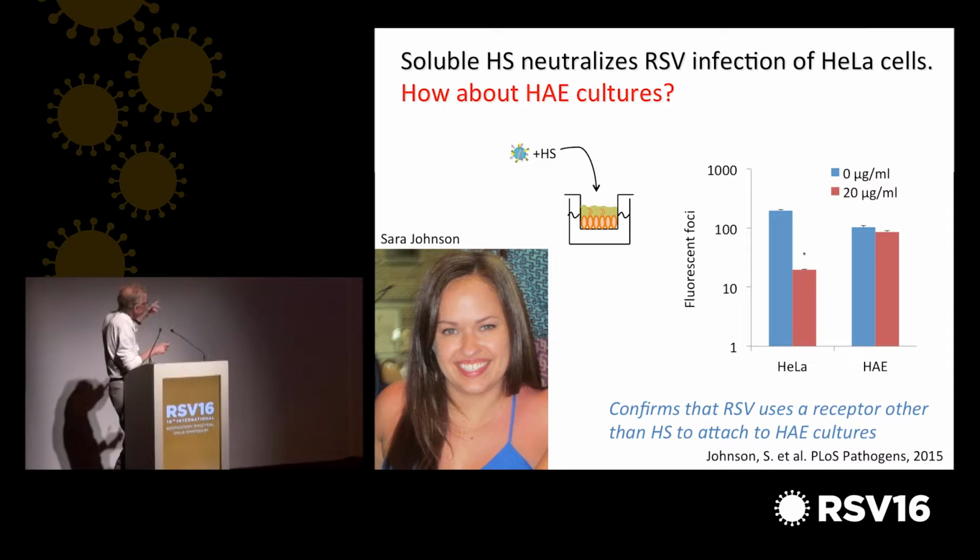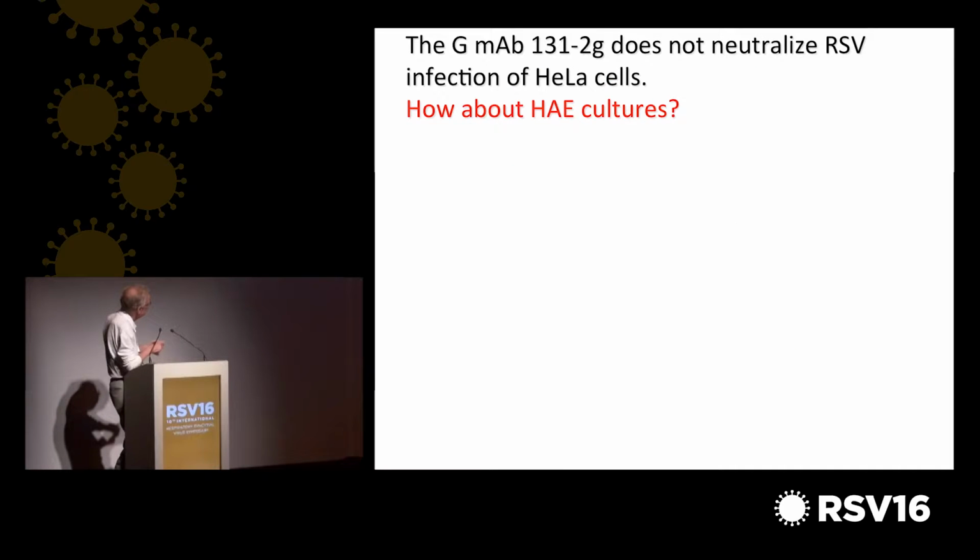Now, the next work that I'll tell you about is from Sarah Johnson, who was a grad student that finished last December. So she had actually done this experiment and the next several that I will show you. There is a monoclonal antibody, very famous, which binds to the G protein, 131.2G, that Larry Anderson made years ago.